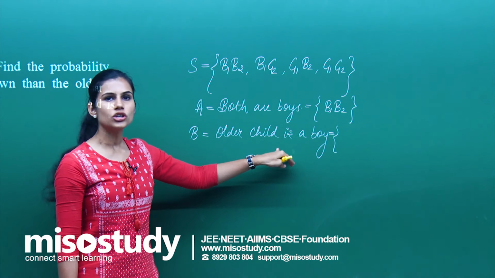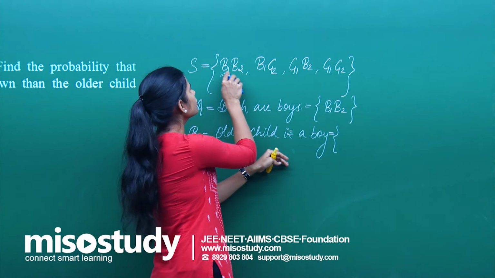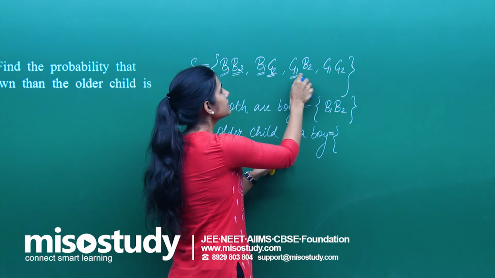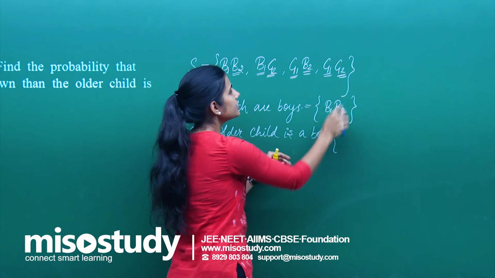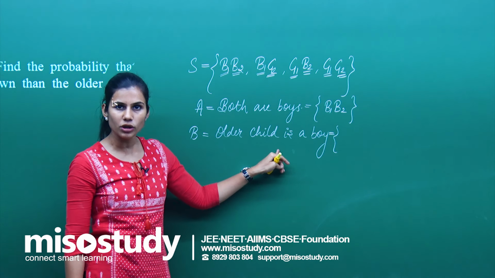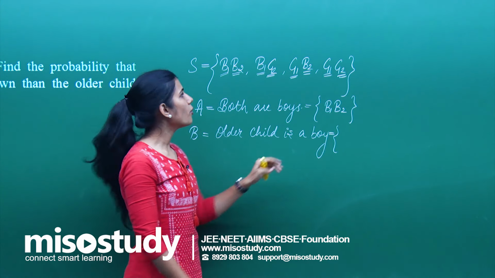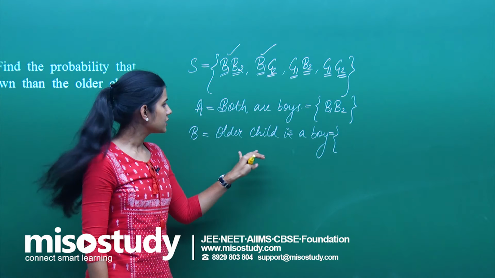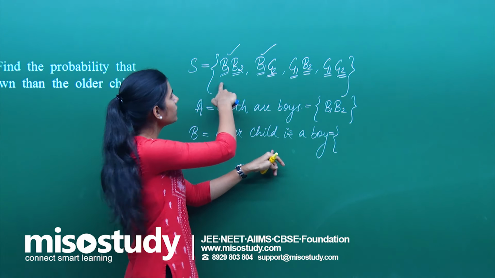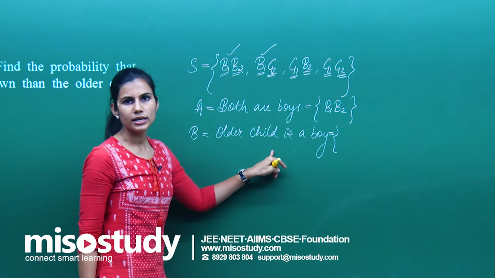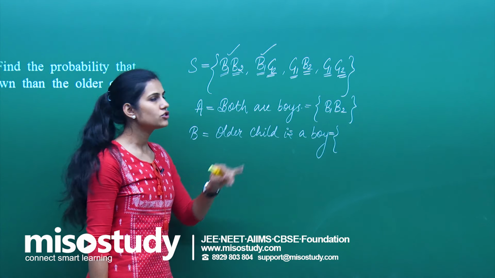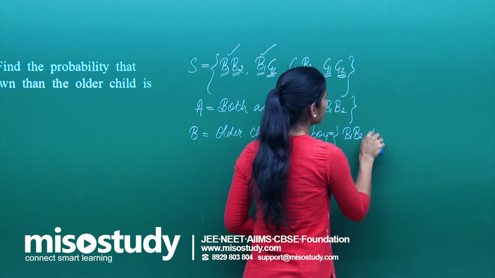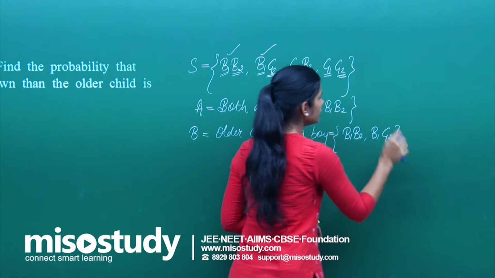Next I have, older child is a boy. You can see first is a boy, second is a boy. First is a boy, second is a girl. First is a girl, second is a boy, first is a girl, second is a girl. Obviously the child born first would be older. I am given that the older child is a boy. That means only these two I can select as the elementary events favorable to my event B, because only in these two cases the boy is born before the next child. So older child is definitely a boy. So I have B1, B2 and B1, G2.